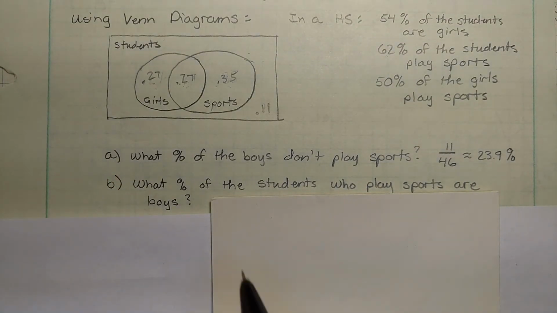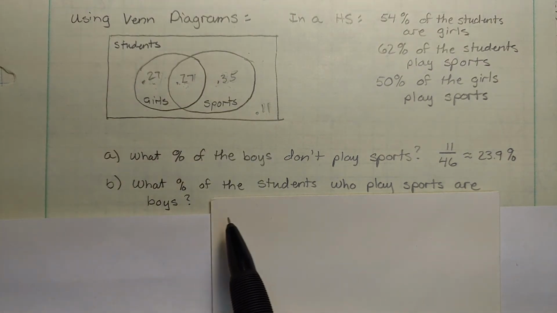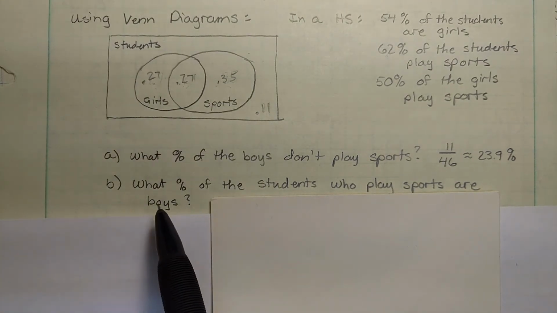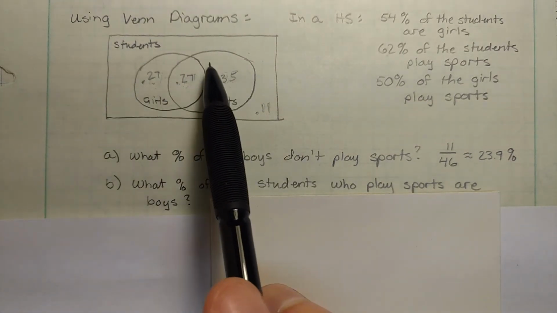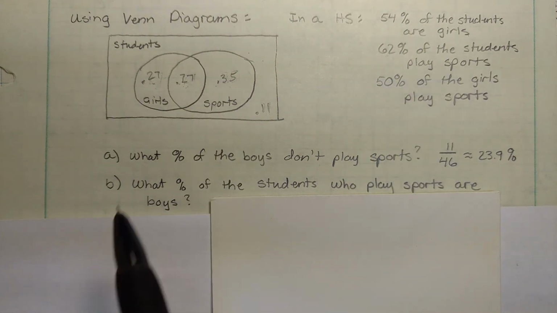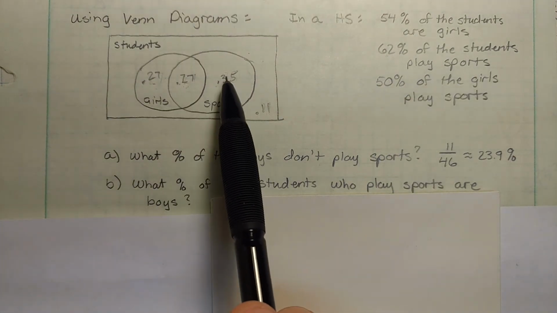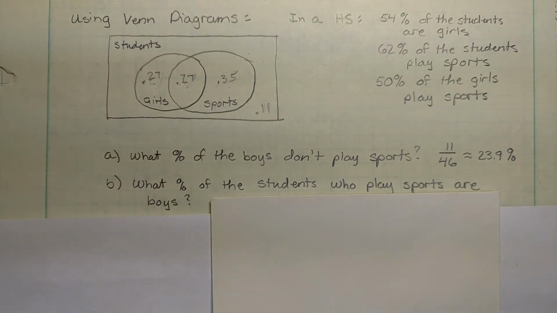So notice here, now we're looking at the total package of students who play sports, and I want to know the target is our boys. Well, my total target for sports is 0.62, and the boys are the 0.35 of it, because they're not in the circle of the girls. 0.27 are in the girls' circle, 0.35 they would be boys.